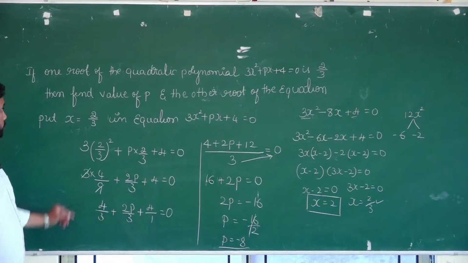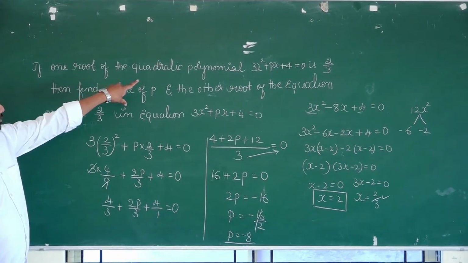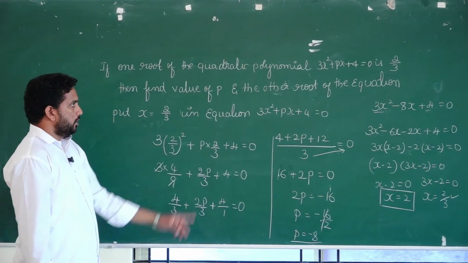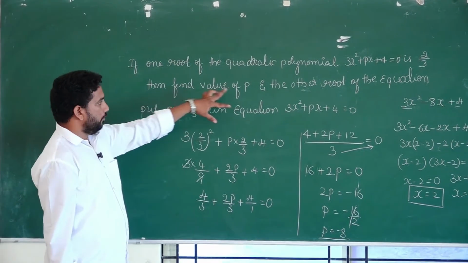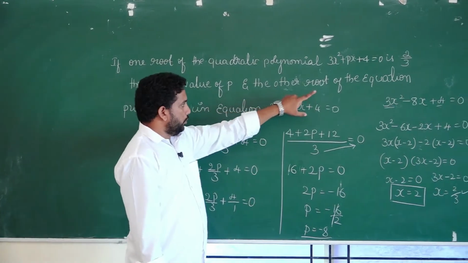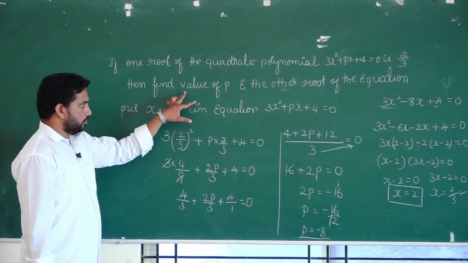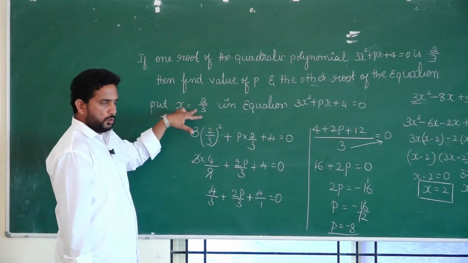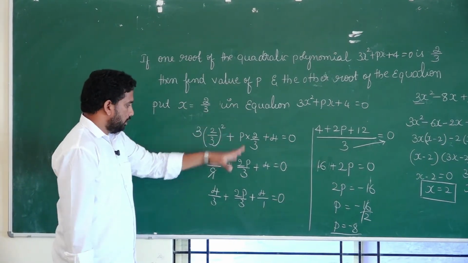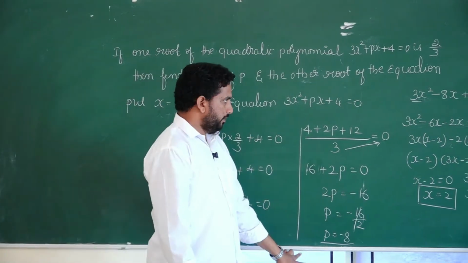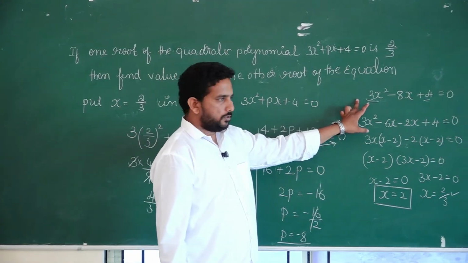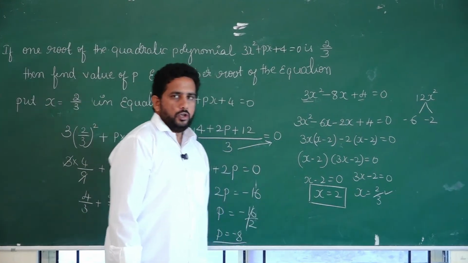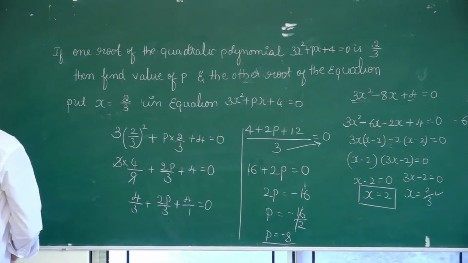So do you understand? If one root of the quadratic polynomial 3x square plus px plus 4 is equal to 0 is 2 by 3, then find the value of p and the other root of the equation. So we have to solve like this. First we put the x value equal to 2 by 3 in the equation, then we get the p value. That p value you have to substitute in the equation, so we get one quadratic equation. We solve the quadratic equation, we get the other root. Like that we can solve these problems.